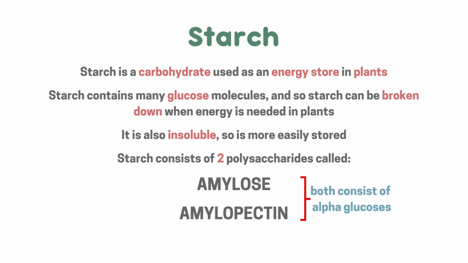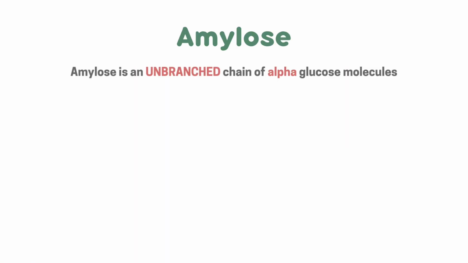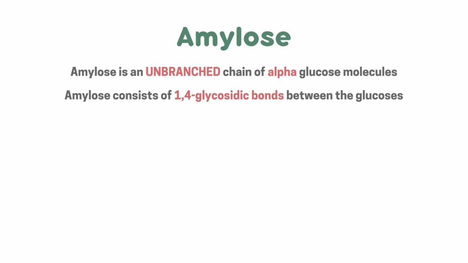Now first up, let's look at amylose. Amylose is an unbranched chain of alpha glucose molecules. Amylose consists of 1,4 glycosidic bonds between the glucoses. Now all this means is that carbon 1 forms a bond with carbon 4, and it's a glycosidic bond because it's between sugar molecules. You do not call it a 4,1 glycosidic bond, it's always the smallest number first.